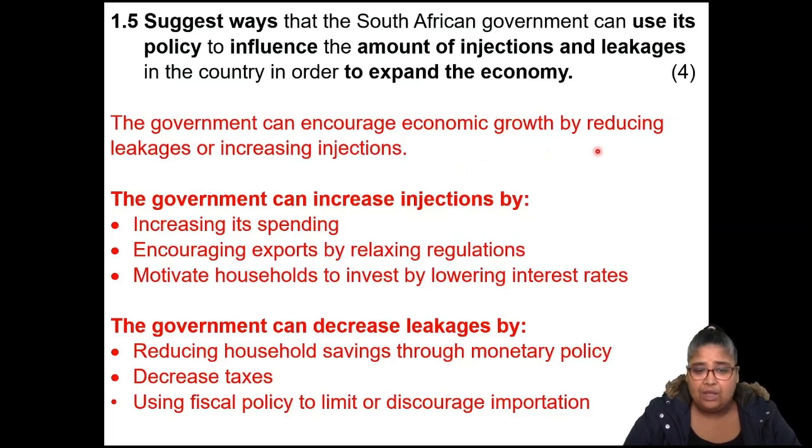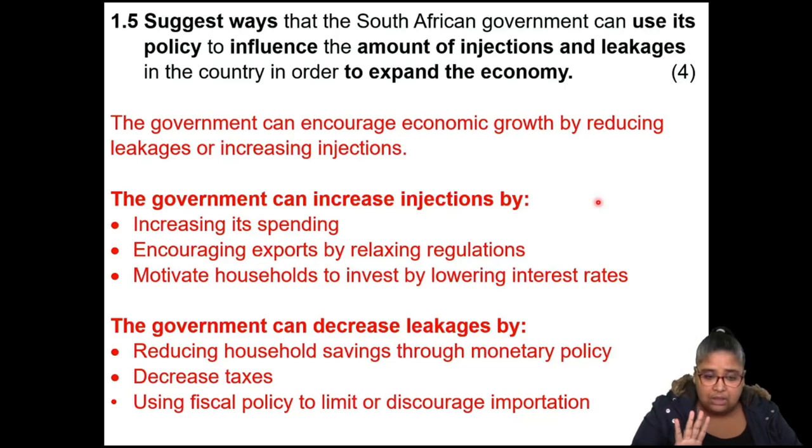So either they are going to reduce or lower the amount of leakages, right? So less money leaving the circular flow, or increase the amount of money entering the circular flow. So less money leaving, more money coming in. How can this be facilitated? So the government could also bear in mind, these are all the possible ways to answer the question. So either you're going to list some ways that the government can increase injections, or you are going to list some ways where they can decrease the leakages.